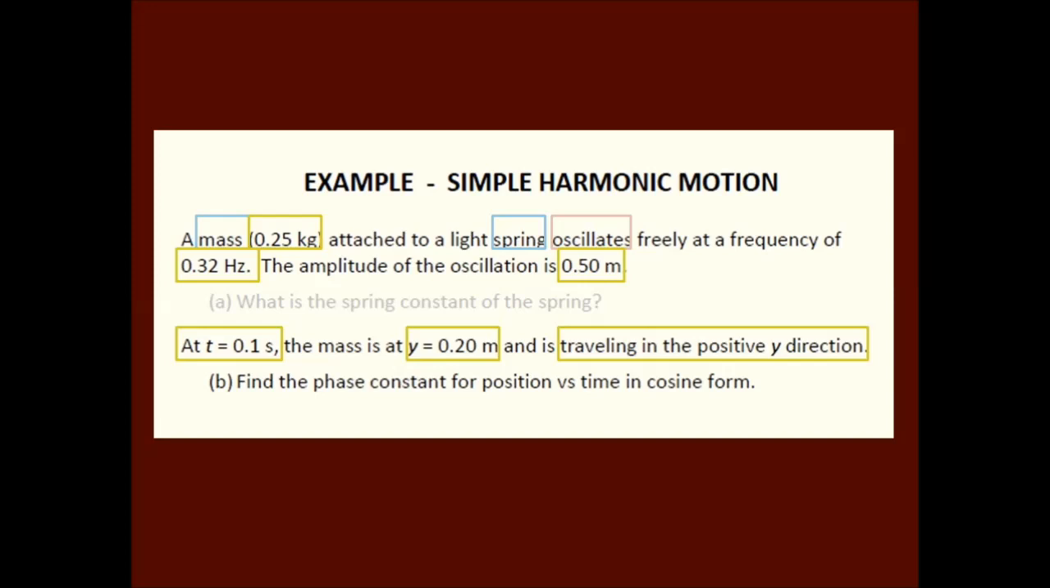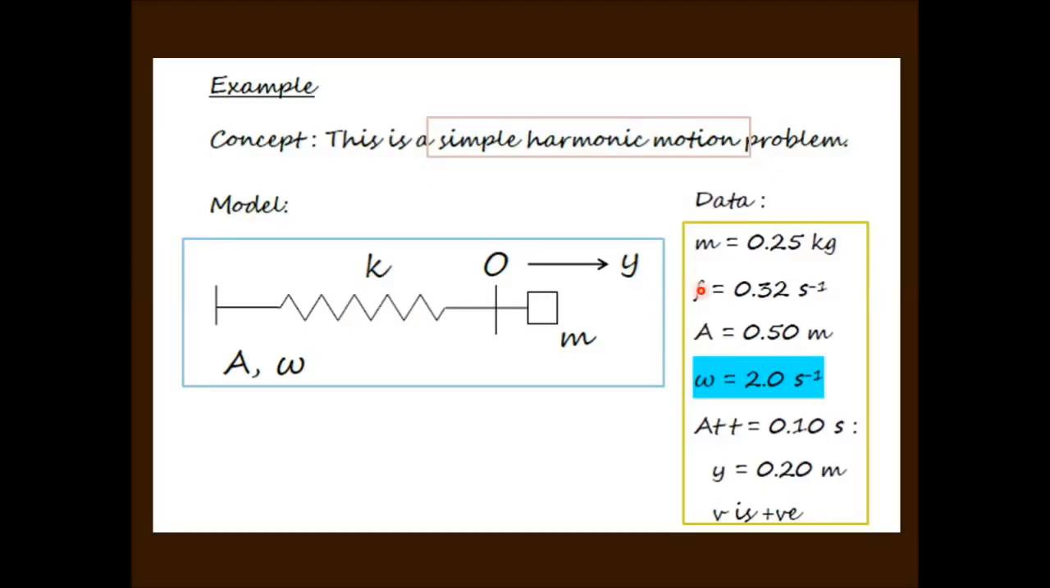We are also given that at time t equal to 0.1 seconds, the position y is 0.20 meters, and that at the same time the particle is traveling in the positive y direction. So these data are indicated here. In addition to this, from part A, we calculated that the angular frequency omega is 2.0 per second. If you wish to see how this is calculated, please refer to the video for part A.